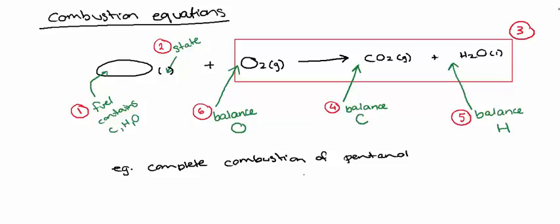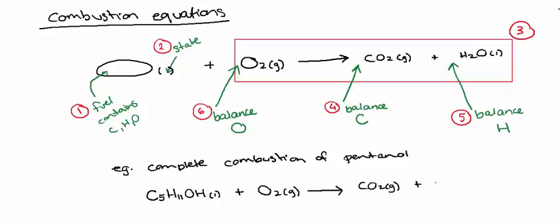Let's have a look at the complete combustion of pentanol as an example. The first thing we need to do is write down the formula of our fuel, the formula of pentanol. The second thing is to put down the state, which is a liquid. Now we add in this whole part here, because that's the same for all combustion reactions. It's going to be combining with O2 gas, and we're going to get carbon dioxide gas plus water as our products.